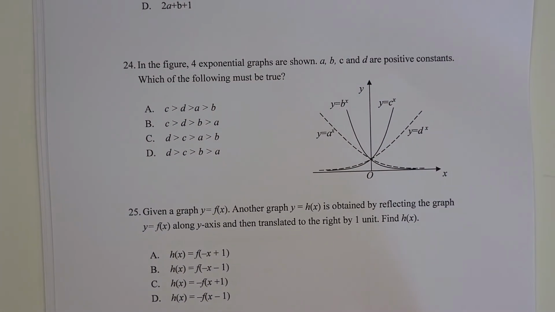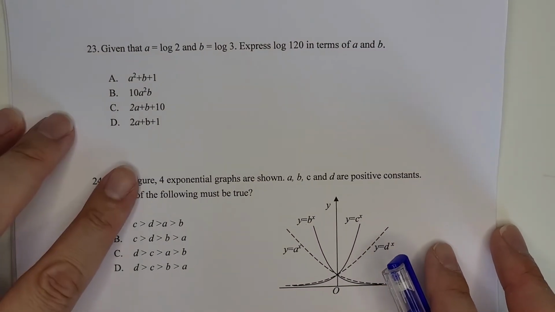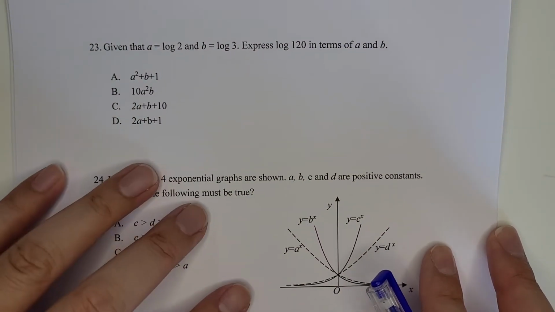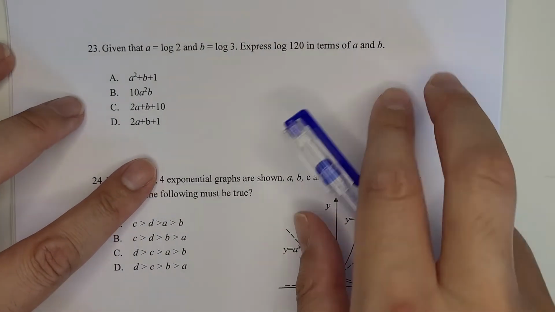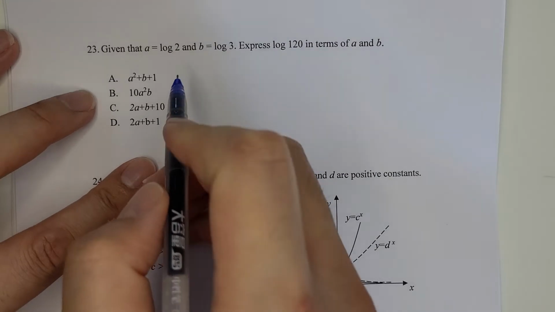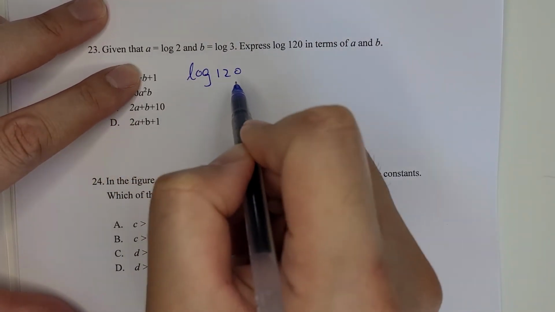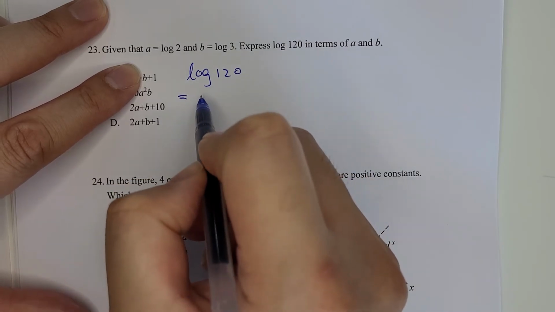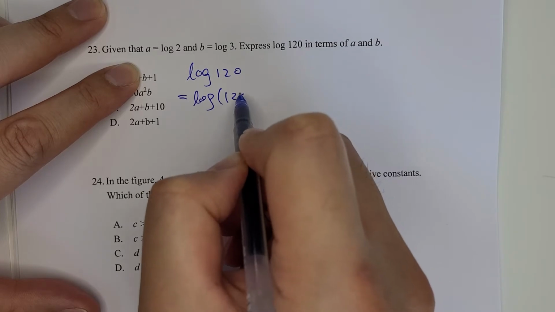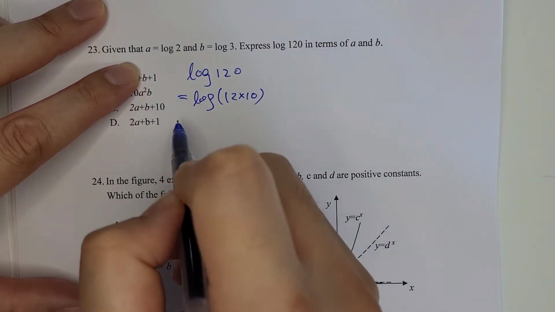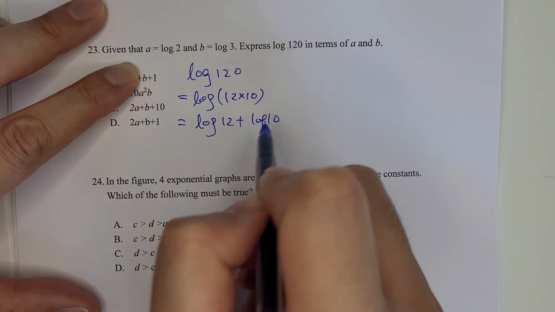Go to question number 23. A equals log 2. B equals log 3. Express log 120 in terms of A and B. So that's what we can do. Log 120 can be written as log bracket 12 times 10. So that it becomes log 12 plus log 10.